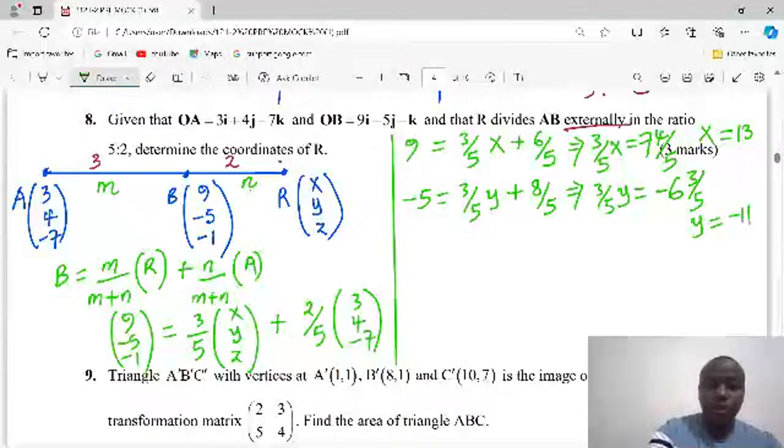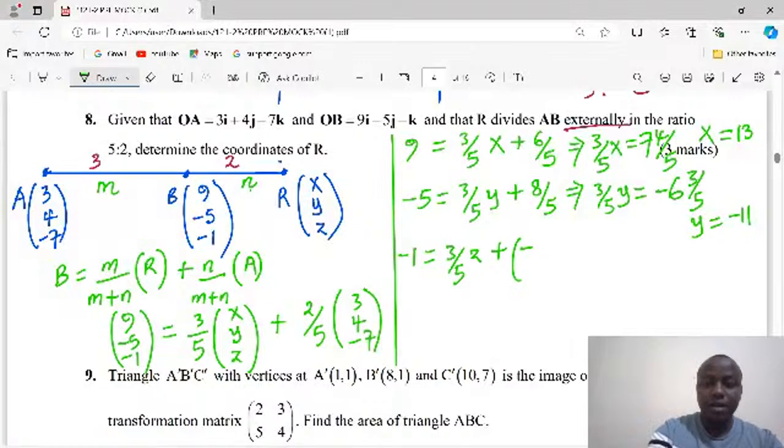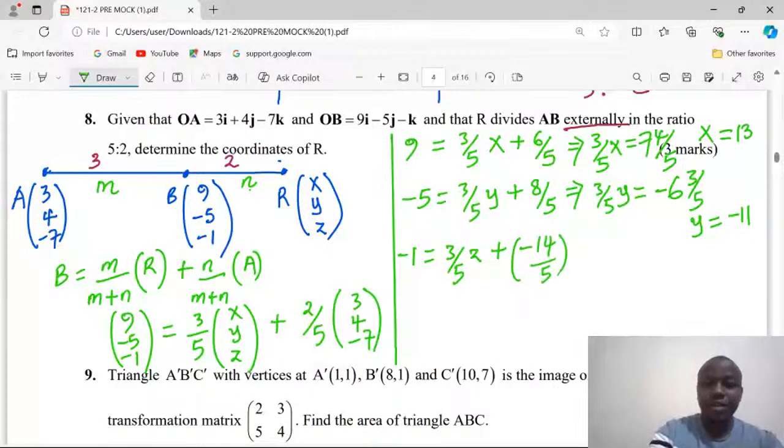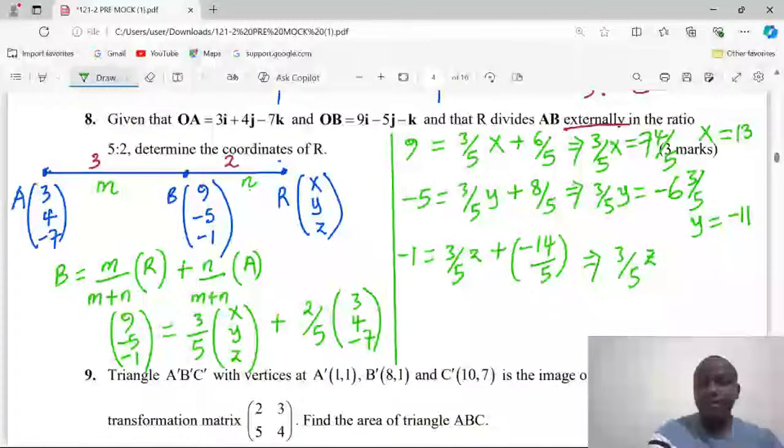We're also going to talk about the coordinates of z. So negative 1 equals 3 over 5 z. Then we add 2 over 5 by negative 7, which becomes negative 14 over 5. And so we remain with 3 over 5 z. This is equal to, when we take negative 1 and we add 14 over 5, this gives us 1 and 4 over 5.